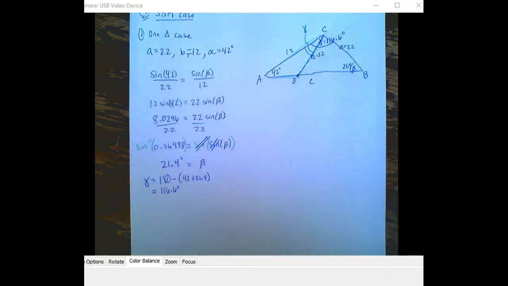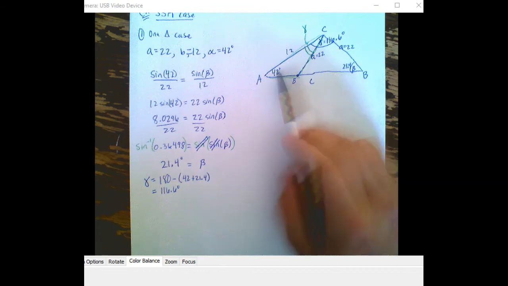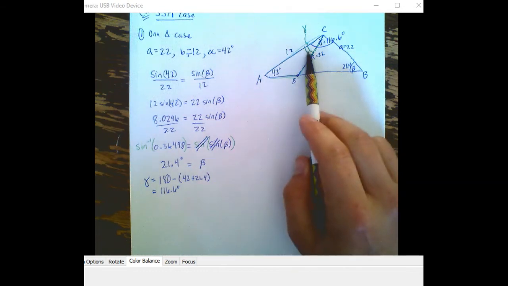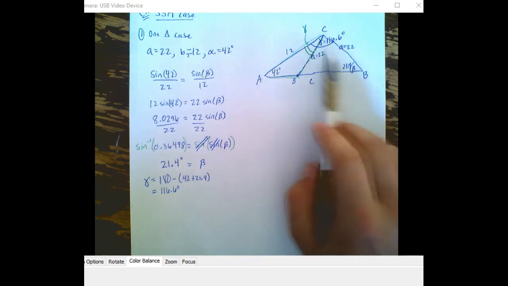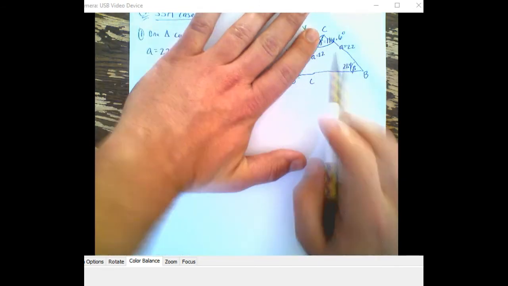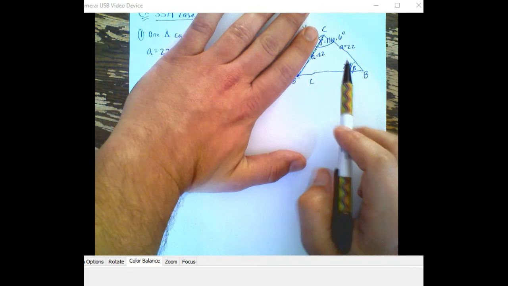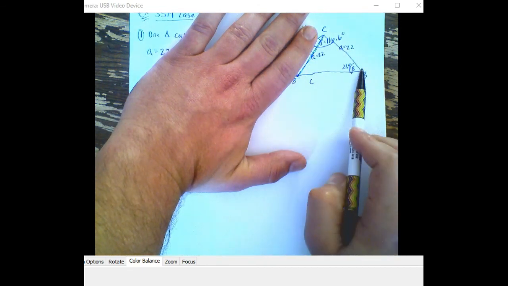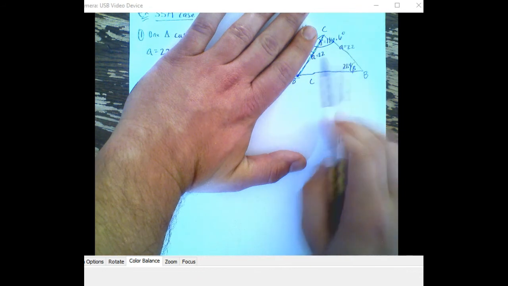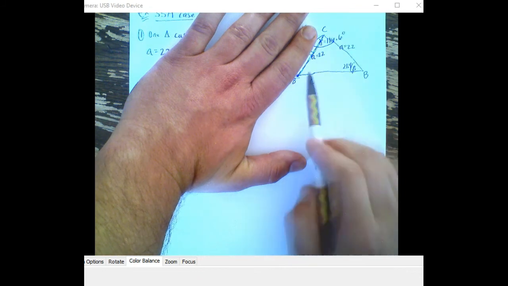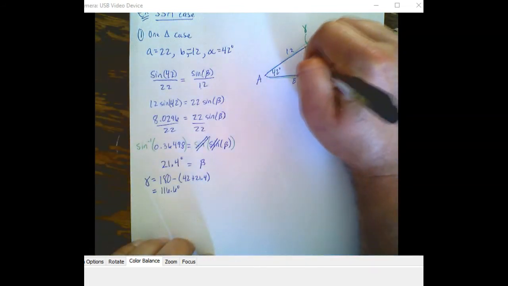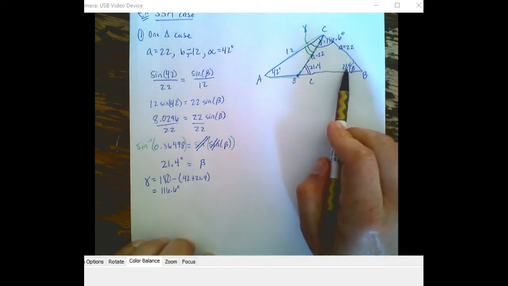Okay? So let's see if it's going to work. Do we have enough room for another angle gamma to exist up here? Well, here's how we do it. Notice in this triangle, this is an isosceles triangle. It has the same sides, 22 here, 22 there. If these are the same size, then we know that the angles across must also be the same size. So this angle would be 21.4 also, same as this, right?